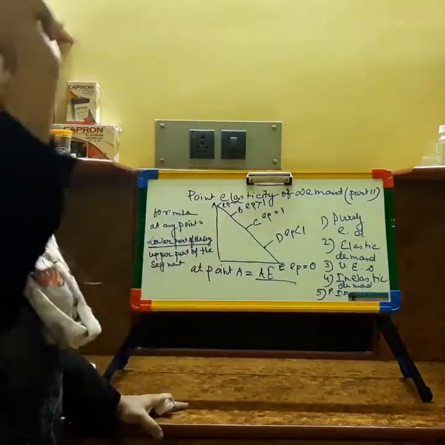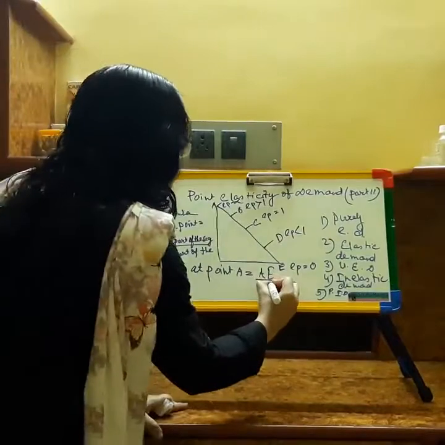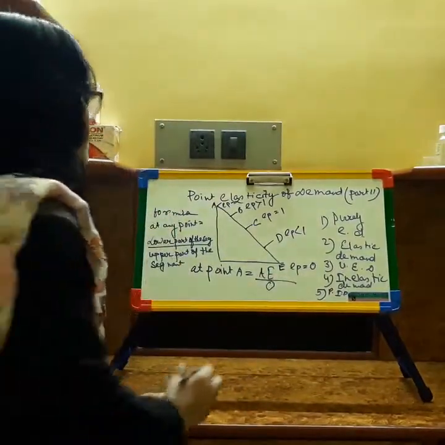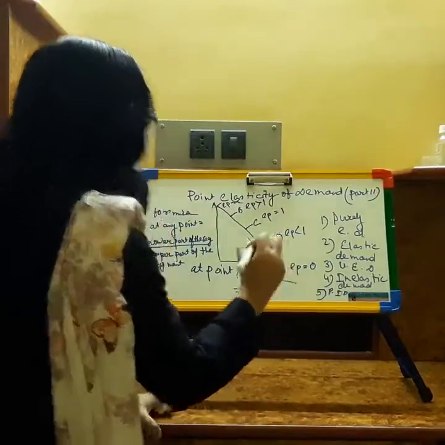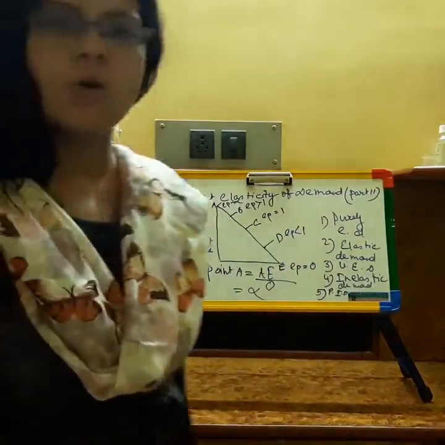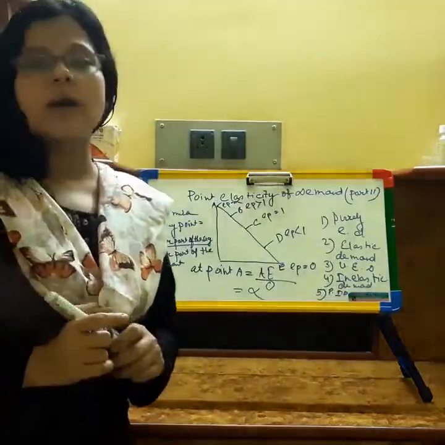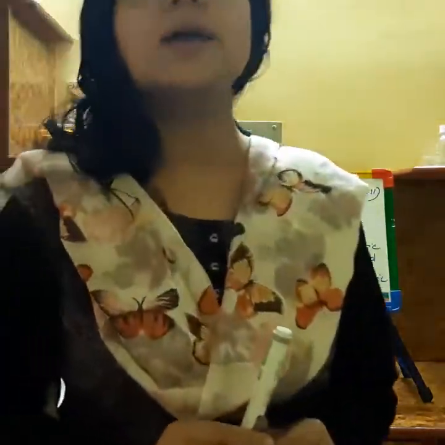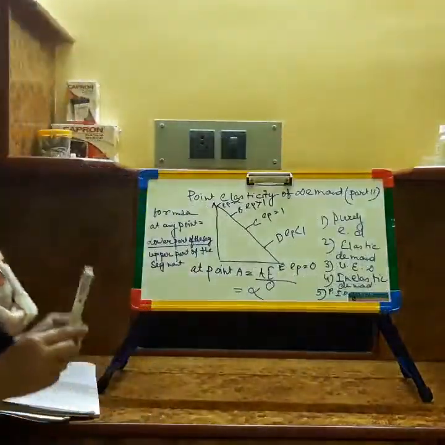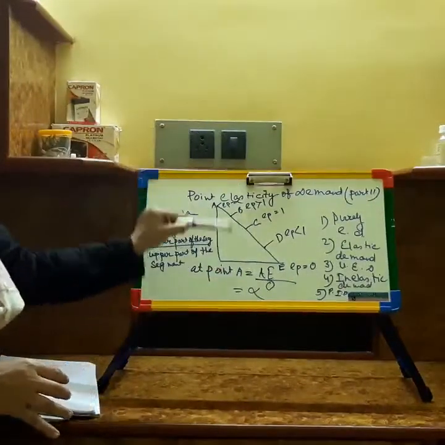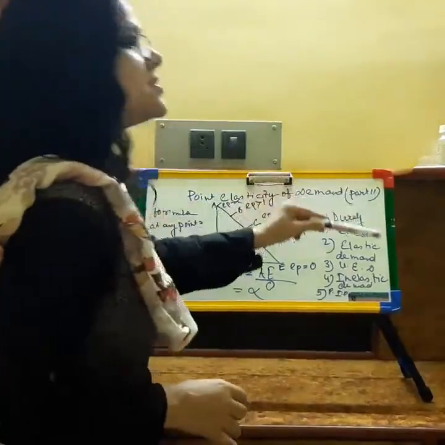Nothing, because A is the highest point. So, 0. So, anything divided by 0, what will be the answer? Undefined or infinity. Okay? If something is divided by 0, the value cannot be measured. So, it is known as undefined. So, if the value of EP is undefined, it is known as purely elastic demand.